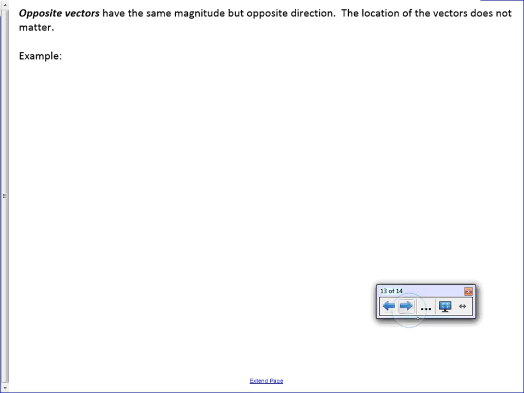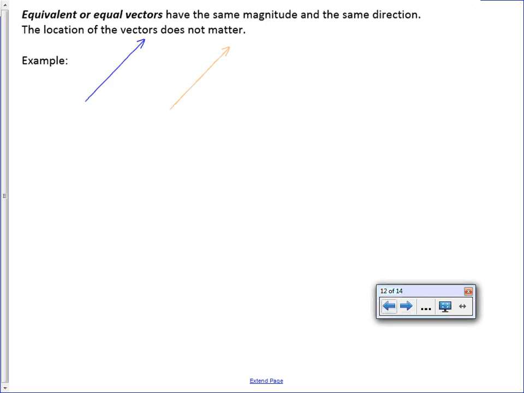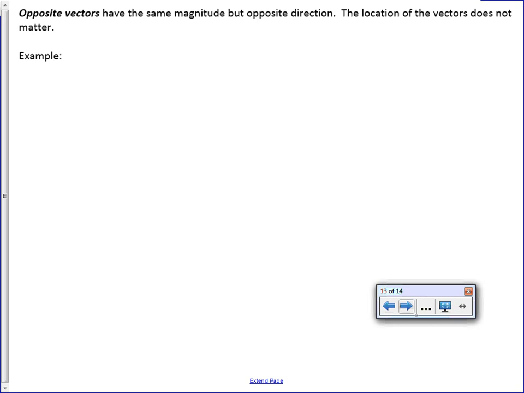Okay? The last terminology of the day is opposite vectors. Opposite vectors have the same magnitude, but, oh my gosh, this is so out of the blue, they are opposite in direction. Opposite vectors, opposite direction, okay? So the location of the vectors doesn't matter, again. So I could pretty much take these same two vectors, here I'll draw it again. So I'm going to draw, here's a vector, okay?